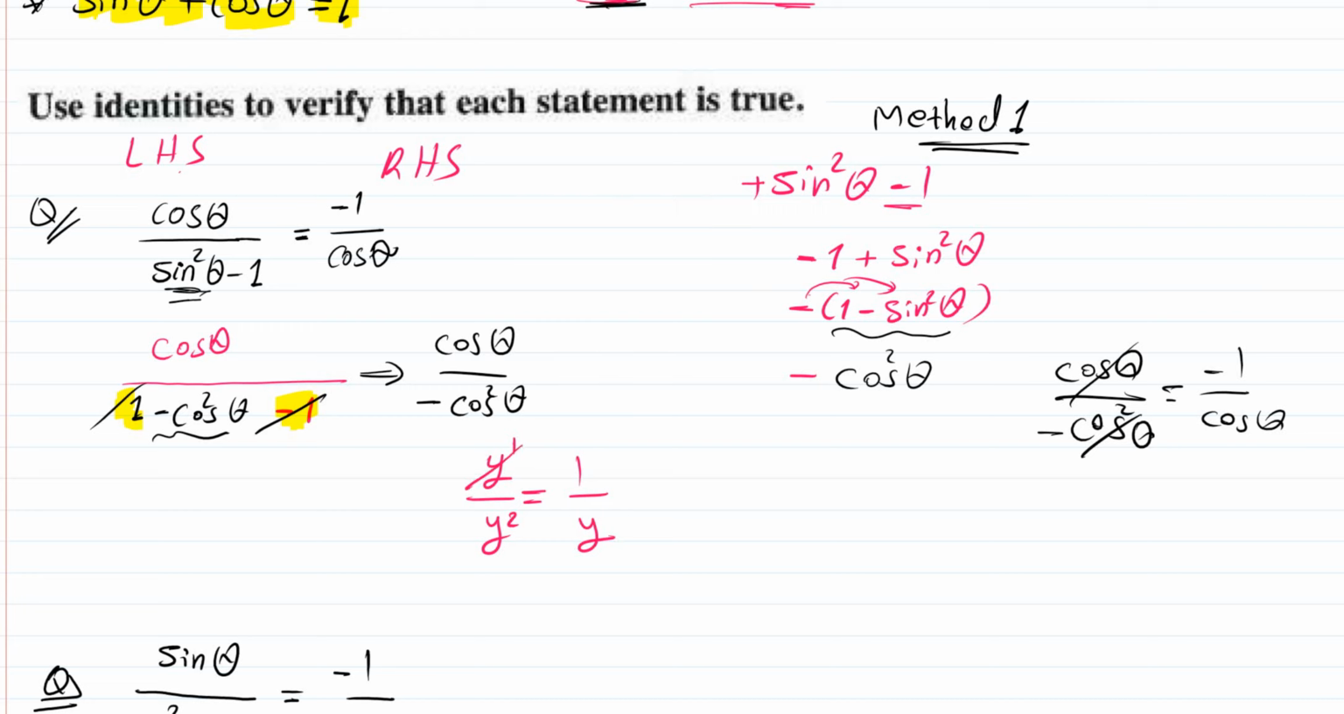Because you will cancel y with y, so you get 1 over it. This is the same thing. Instead of y, you have cosine. So you will cancel cosine with cosine square, you get 1 over negative cosine theta. And we can write this negative on top, you can move this negative on top, doesn't have any problem. So it'll be negative 1 over cosine theta, and this is actually the right hand side.